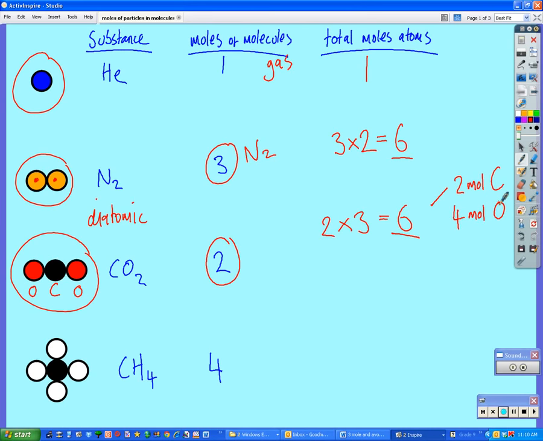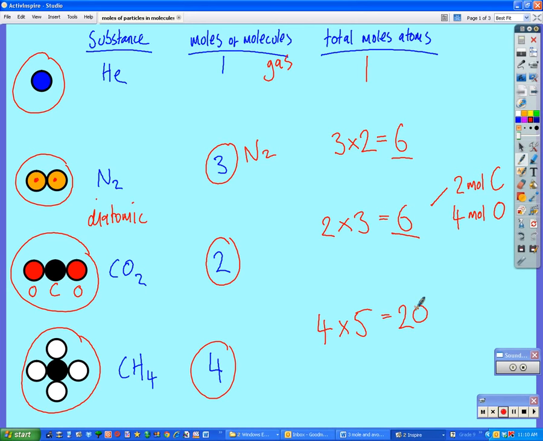Methane, a carbon and 4 hydrogens. So if you had 4 moles of methane, 4 moles of methane gas or 4 moles of methane molecules, in total you would have 4 times 5, 20 moles of atoms, because each molecule of methane contains 5 atoms.